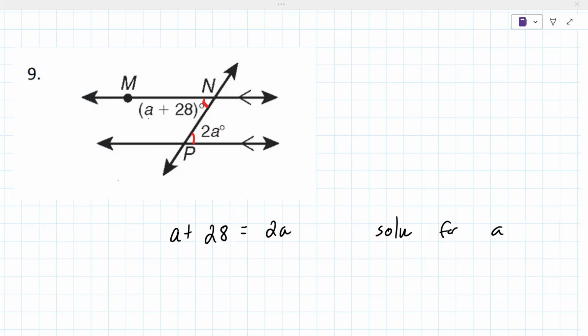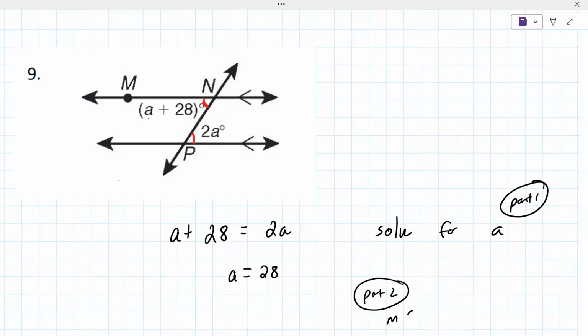All right. I'm not sure, does A equal 28? Yeah. So this is generally what I would call part one of the problem. Part two is to actually determine the angle. Determine the measure of angle, say, MNP. Is MNP A plus 28 or 2A?